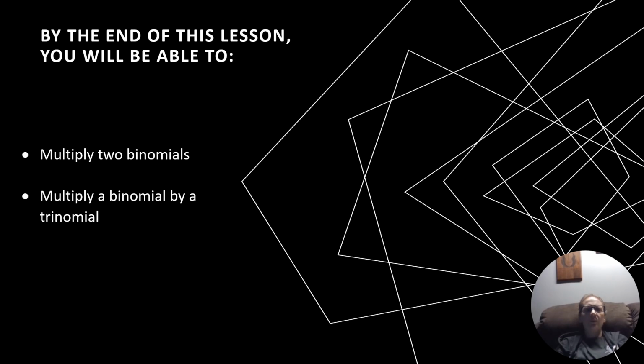By the end of the lesson today, you'll be able to do the following. Multiply two binomials, and multiply a binomial by a trinomial. So basically, just a little bit more advanced version of the first part.